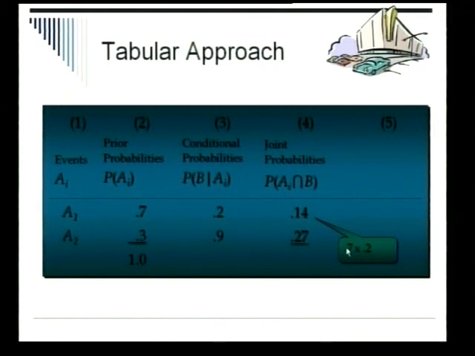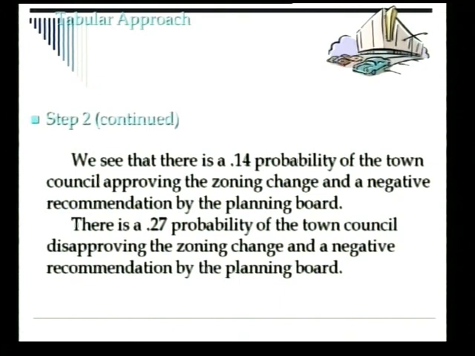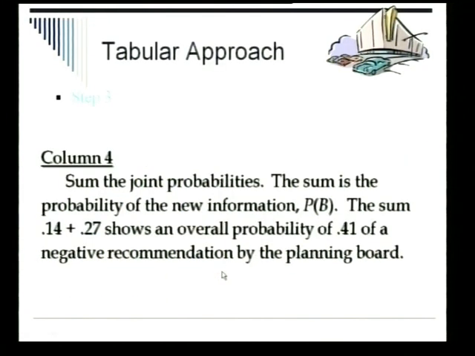Okay. Now we see that there is a 0.14 probability of the town council approving the zoning change and a negative recommendation by the planning board. This is the joint probability. And 0.27 is the probability of the town council disapproving the zoning change and a negative recommendation by the planning board. So these are the probabilities.